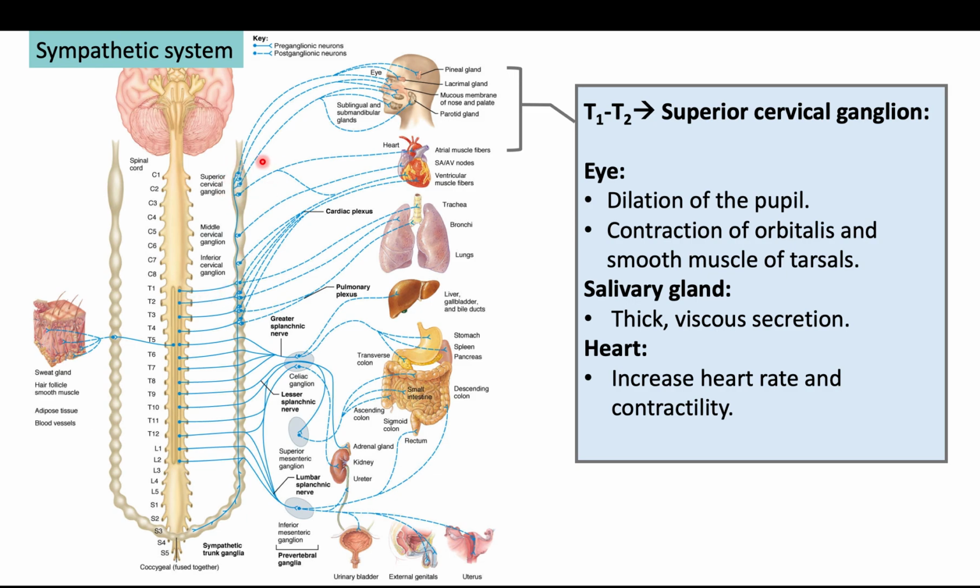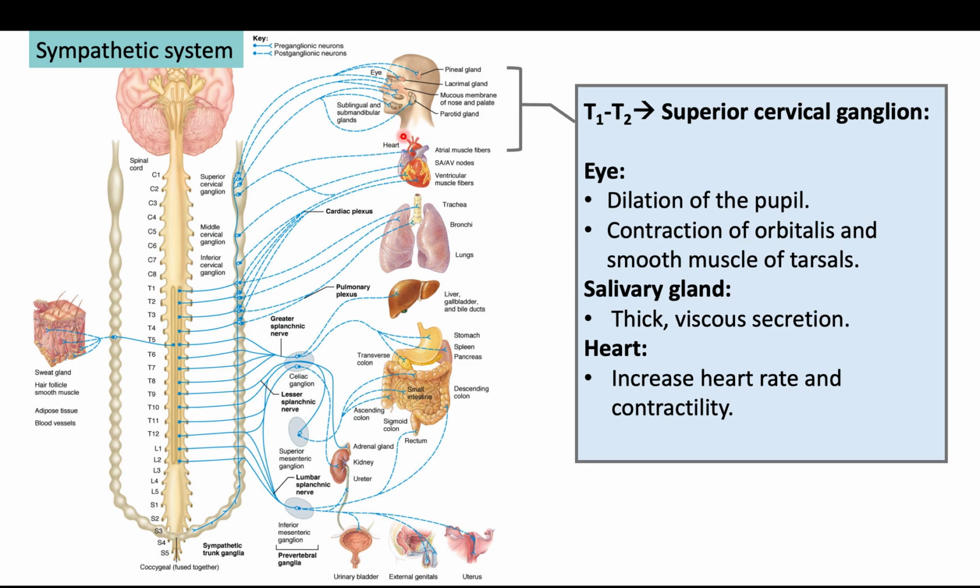Once T1 and T2 have been activated, they will innervate the superior cervical ganglion. All of this information will go straight to the superior cervical ganglion, and from there it will innervate the organs which include the eye, the salivary gland, as well as the heart.